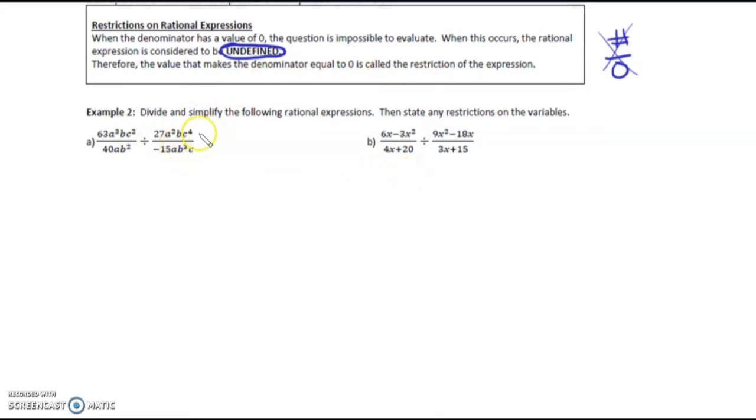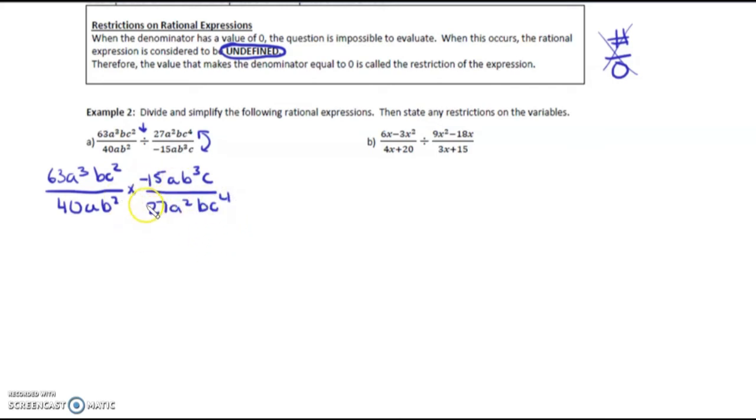Now, example 2. Divide and simplify the following rational expressions, then state any restrictions. First, because this is division, I'm going to flip the second fraction and write it as multiplication. So I'm just going to rewrite this whole thing: 63a cubed bc squared over 40ab squared. Now that's going to be multiplied by the reciprocal: negative 15ab cubed c over 27a squared bc to the 4.